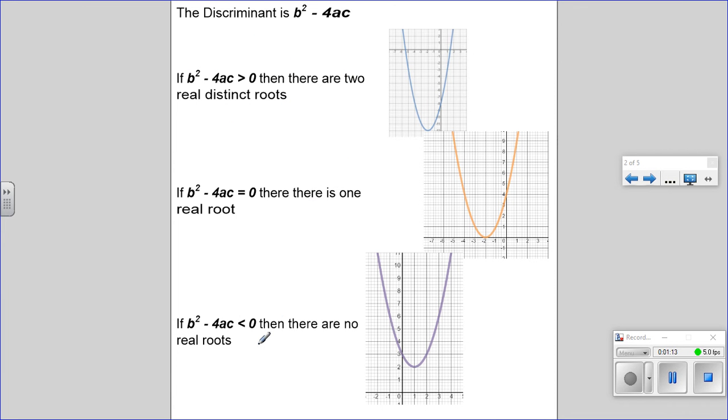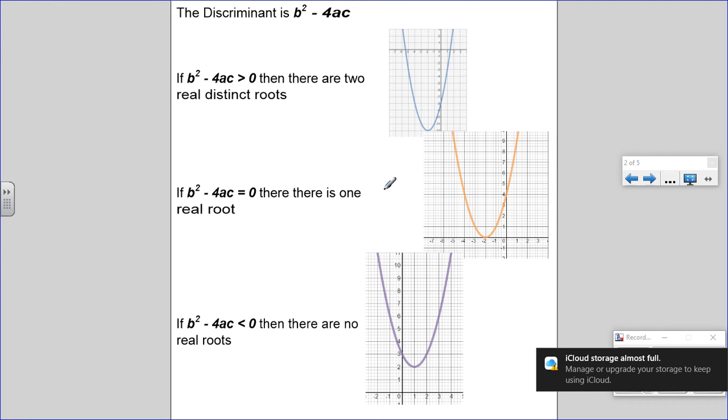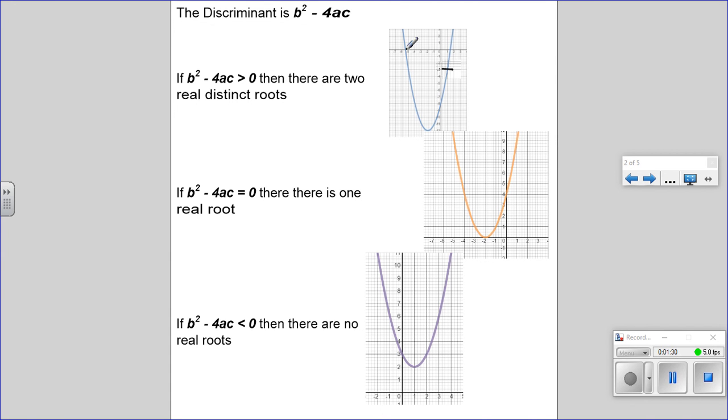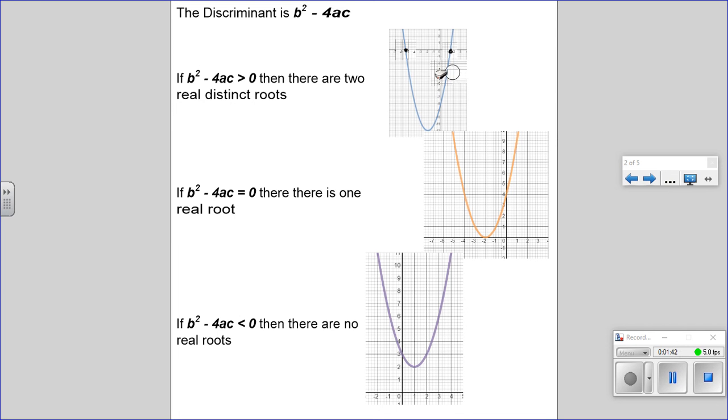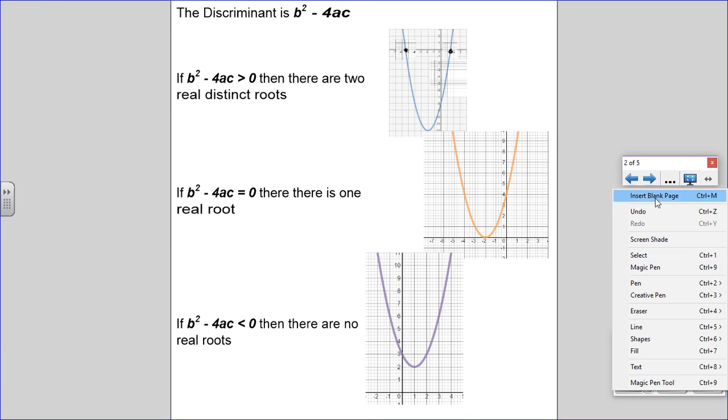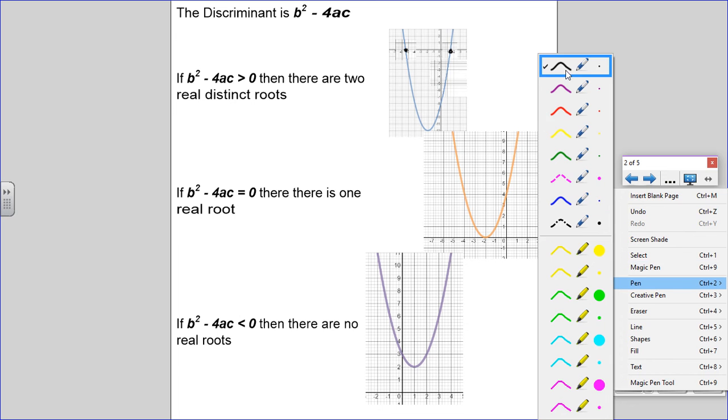So we have here, the discriminant is b squared minus 4ac, and we've got three graphs, one with two roots, one with one single root, and one with no roots. If b squared minus 4ac is greater than 0, then there are two real distinct roots. If we take a look at this example here, we've got a distinct root here, and we've got a distinct root here. Now I don't know the equation for this off the top of my head, but if you were to know it and graph it, you would see that you do have those two distinct roots.